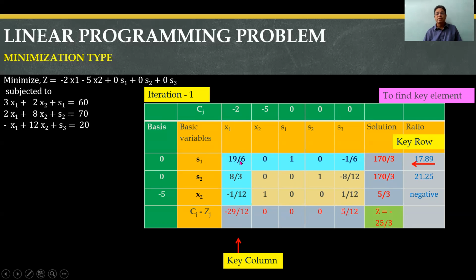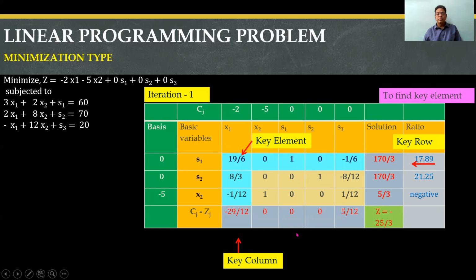And this 19 by 6, which is the intersection of key row and key column, is called the key element. I have already told you the importance of this key element. The key element is important because this will now become part of the identity matrix. Now you can see we have the identity matrix. These three which are in the basic form the identity matrix. Now which one will not be in the identity matrix? Who is leaving? S1 is leaving. So this will now not be in the identity matrix in the iteration.